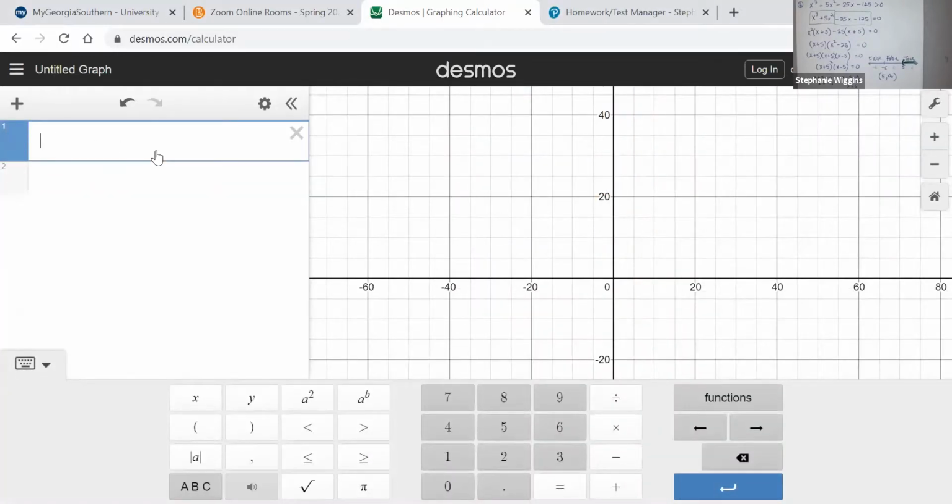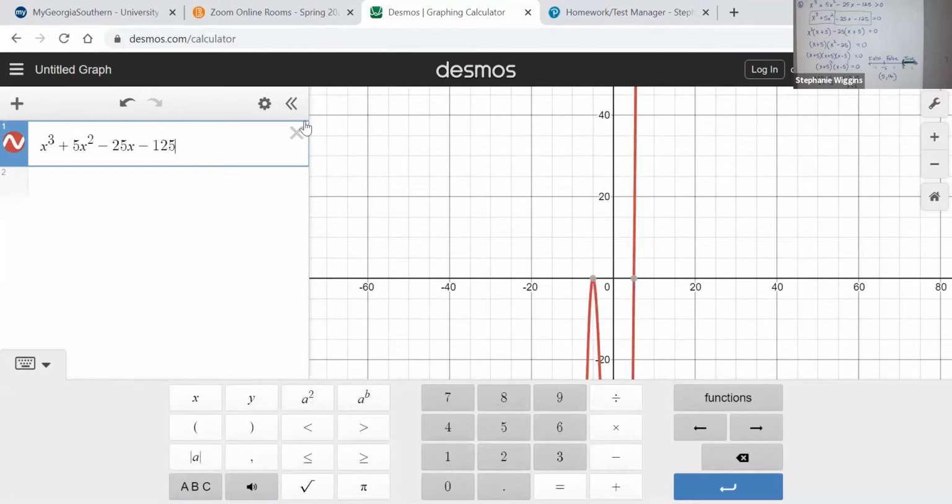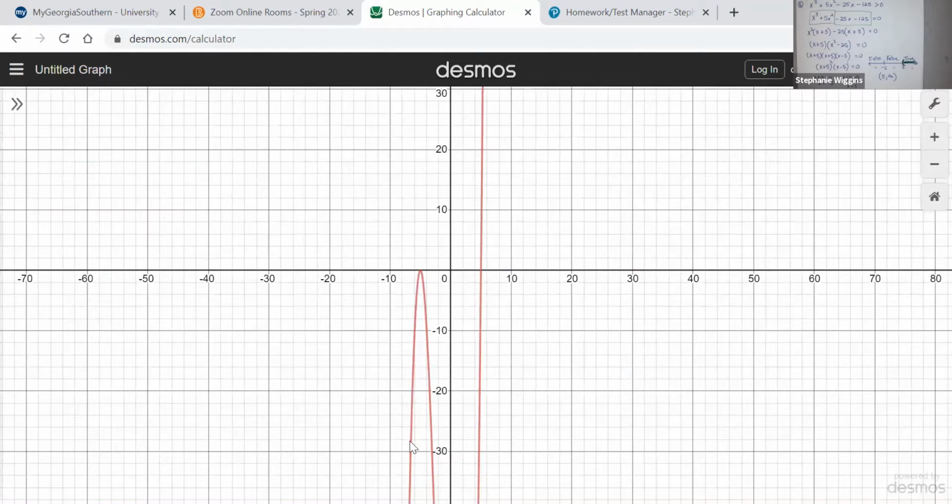And we have x cubed plus 5x squared minus 25x minus 125. And just as I had mentioned, you can see it's negative, and then right here it's 0, but then it's negative again. It doesn't become positive until this point right here at 5, and then it becomes positive, and it never goes negative again. So that's from 5 to infinity.